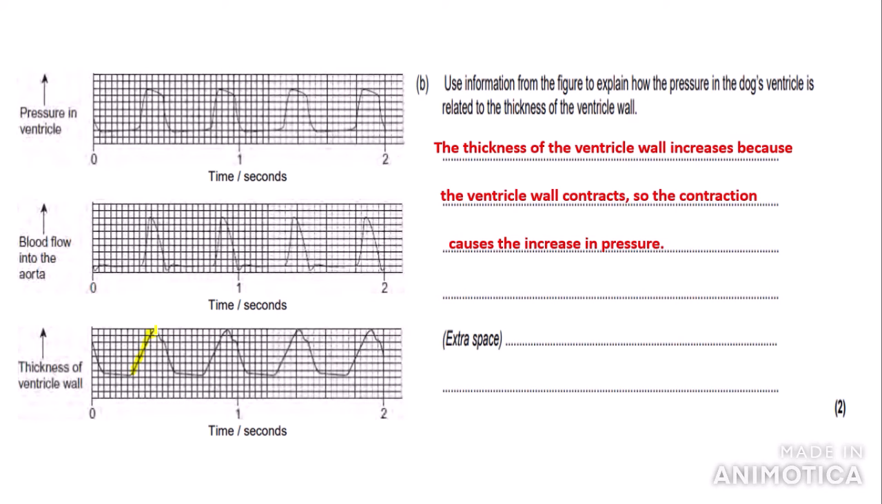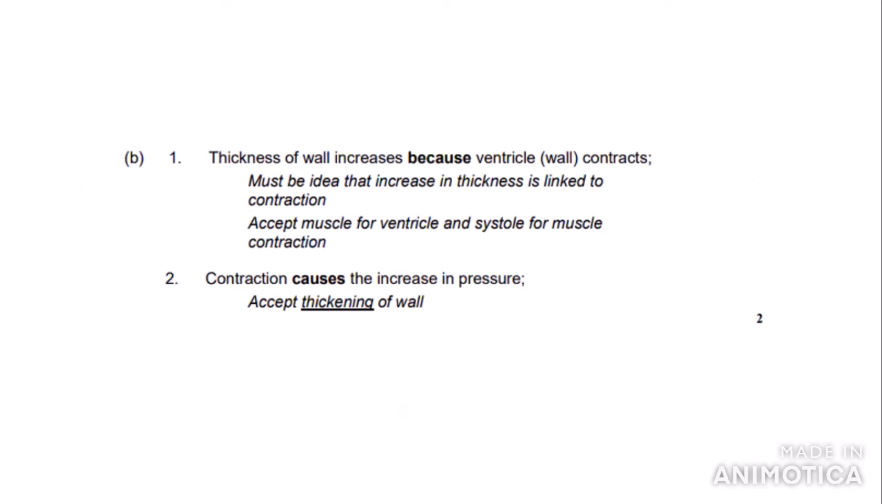So as you can see from the recordings here, when the thickness of the ventricle wall increases, the pressure in the ventricle increases. So you have to write that in your answer as well. So the thickness of the ventricle wall increases because the ventricle wall contracts, so the contraction causes the increase in pressure. So here's the mark scheme. The thickness of the wall increases because ventricle wall contracts. So we get that mark here.